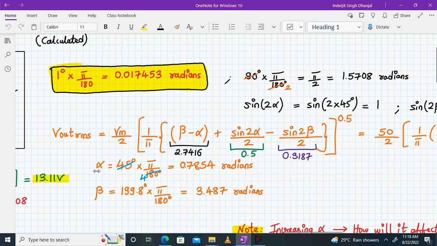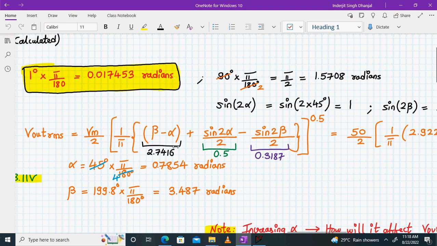So let's convert alpha and beta into radians. Alpha is 45 degrees. So 45 into pi by 180 will give you 0.7854 radians. And beta value is around 199 degrees multiplied by pi by 180. That will give you 3.487 radians. So we'll plug in the values over here. 3.487 minus 0.7854 will give you 2.7416, right? So this is the value.